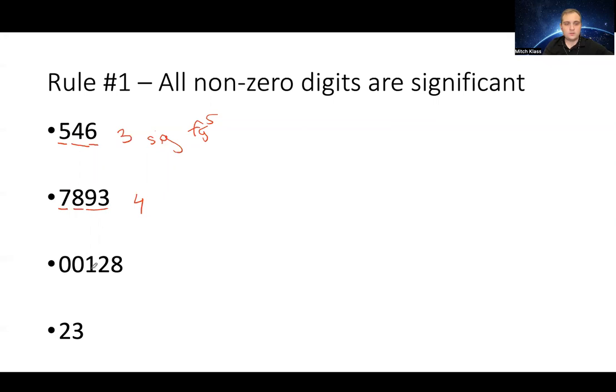Looking at 0, 0, 1, 2, 8. 1, 2, 8 are non-zero digits. And the 0s, because they're in front of non-zero digits, all zeros in front are not significant. So therefore, there are 3 significant figures within this number. Now looking at a simple example, 23, 2 and 3, both non-zero digits. Therefore, there are 2 significant figures in the number 23. Starting off pretty easy. Again, all non-zero digits are significant.